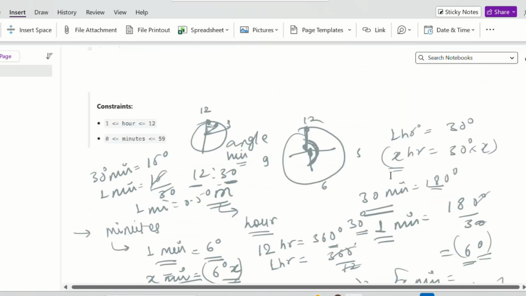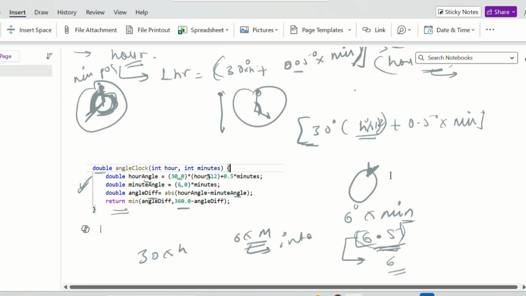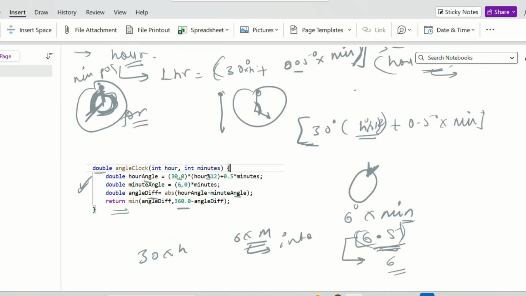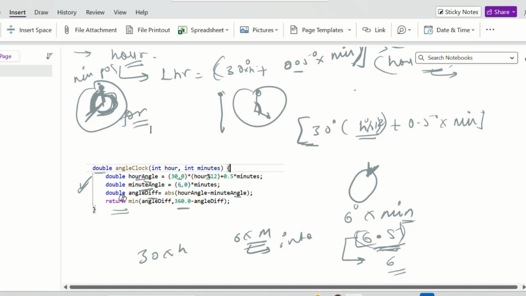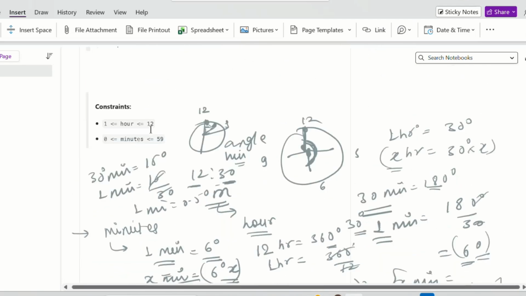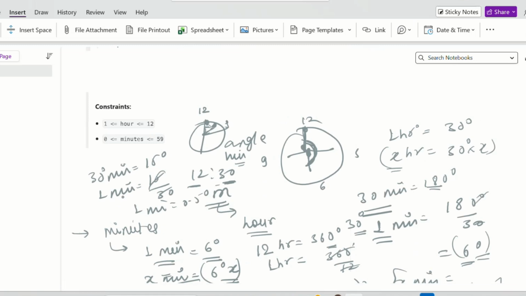The only thing in this question is the formula. If we are able to make the formula for the hour angle and the minute angle, the rest of the question is easy. And I hope you understood what I have done for the hour angle and minute angle. It is easy, based on the fact that we always try to find the angle for 1 minute and 1 hour. Then the same we can do for x minutes and x hours. So I hope you will be able to understand this question. So yeah, thank you.